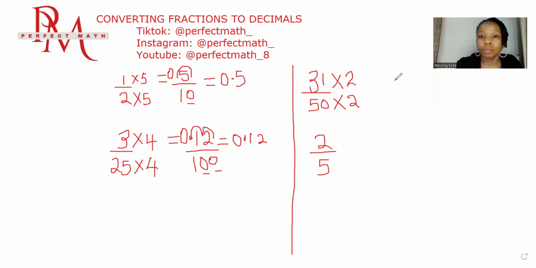So 31 times 2 is 62. 50 times 2 is 100. And we have 2 zeros. You move your decimal point 2 times. 1, 2. So our answer becomes 0.62.